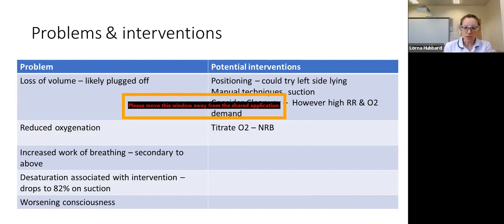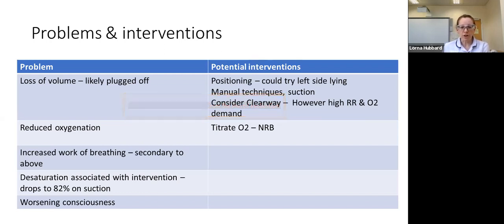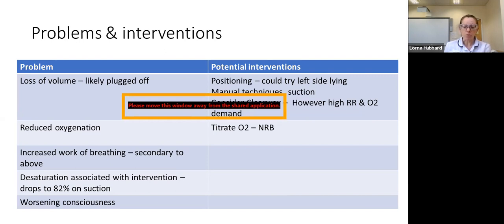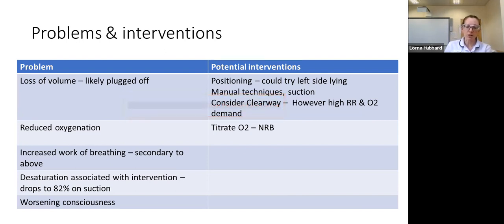In terms of potential interventions, the first thing we would usually try is some sort of positioning. We could consider trying left side lying, or we might find that we're happy with him in high sitting. He was sat well up and pretty well positioned. But if we wanted to really target that left side, and particularly if we're thinking about using some positive pressure, it would be more effective to get him onto his left. We can try some manual techniques first and some suction, see if we can clear anything. He wasn't really sounding rattly, like there were any loose secretions that were going to clear very easily. So a few shakes might get something moving, and then a suction.